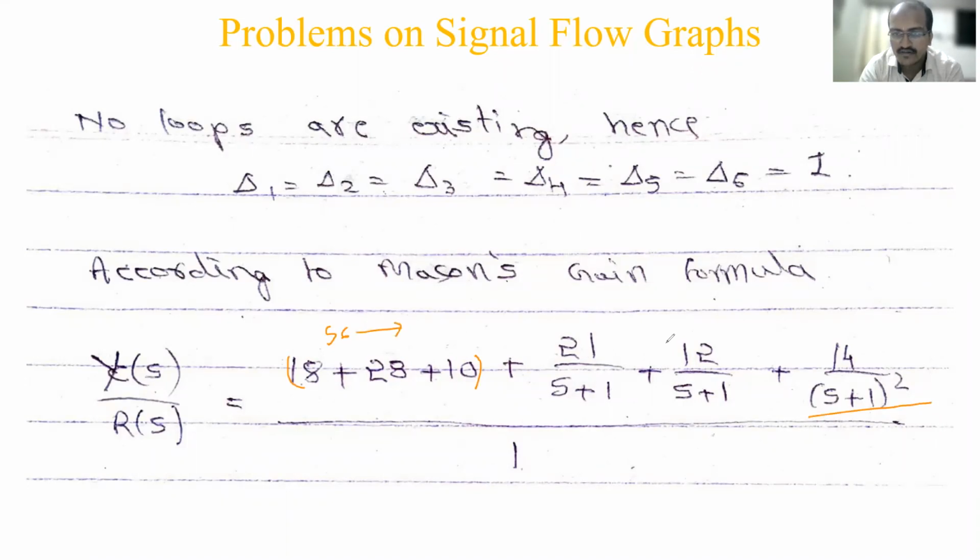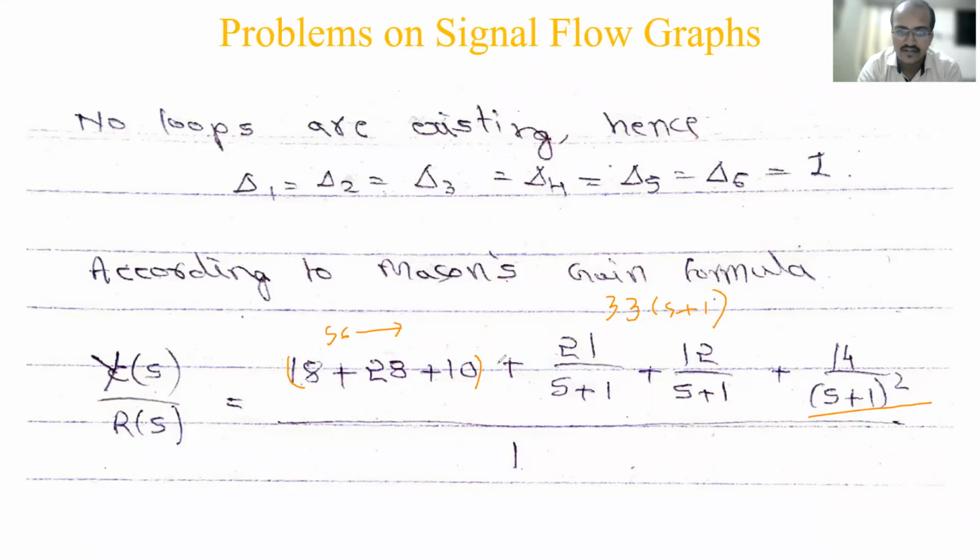Then for 21 and 12, s plus 1 is common here. You can consider 21 plus 12 is 33, directly 33 by s plus 1. Already one s plus 1 is there, so with s plus 1 square, one more s plus 1 will come in the numerator. So 33 into s plus 1 will come, plus 14 will come. The constant is only 14.